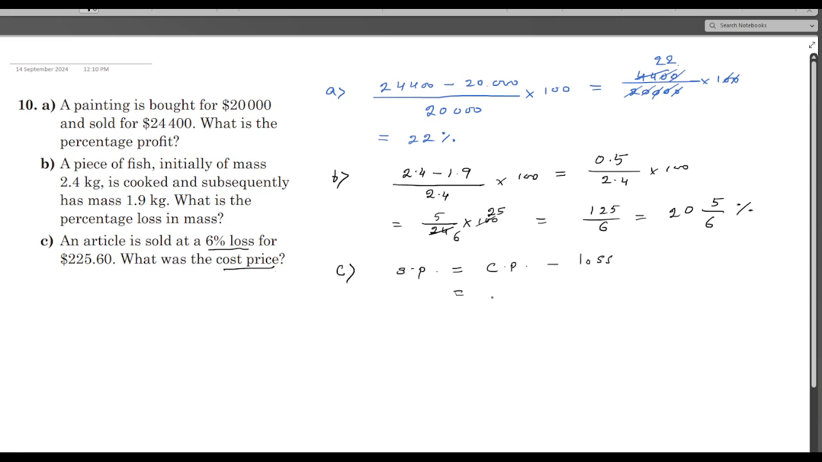As your cost price is X and the loss is 6%, the loss is 6 divided by 100 of X. This is your selling price, which is 225.6. So we will have 225.6 as 100 minus 6, which is 94, divided by 100 times X. This will give you X as 225.6 multiplied by 100 divided by 94.